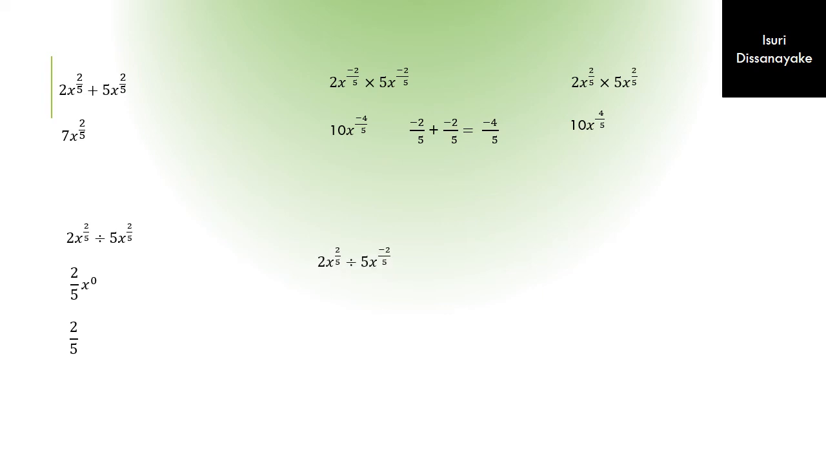When we divide, we subtract the powers. 2 over 5 minus 2 over 5, which is 4 over 5. So we will write 2 over 5, the value over this, 2 over 5, that is this. And x to the power, you subtract the 2 powers, and your answer is 4 over 5. So it's x to the power 4 over 5.